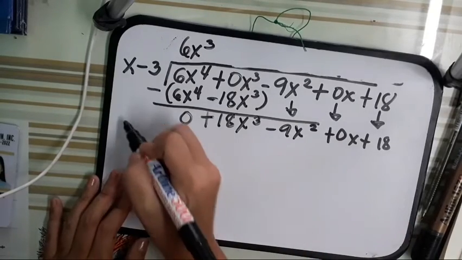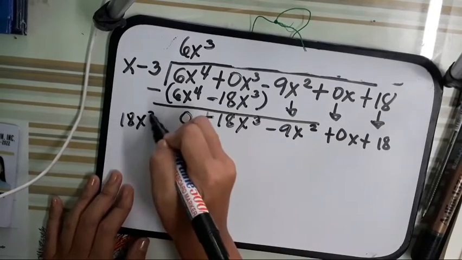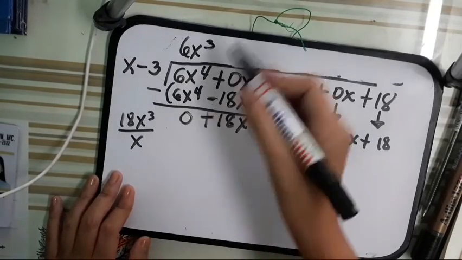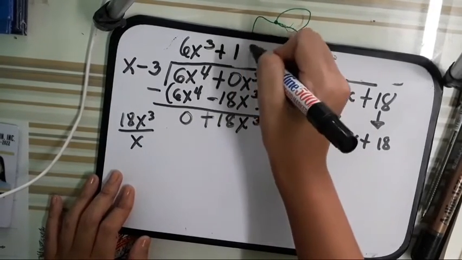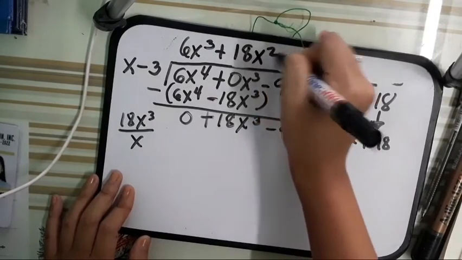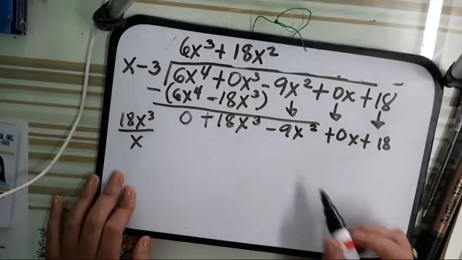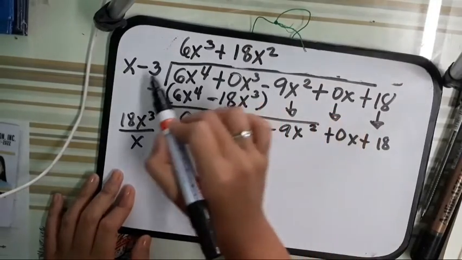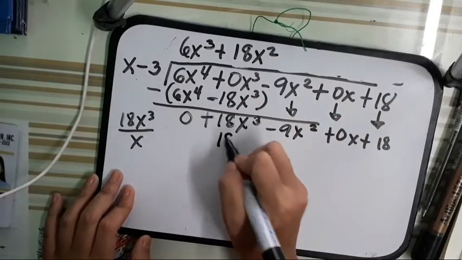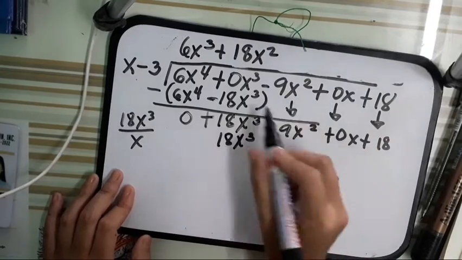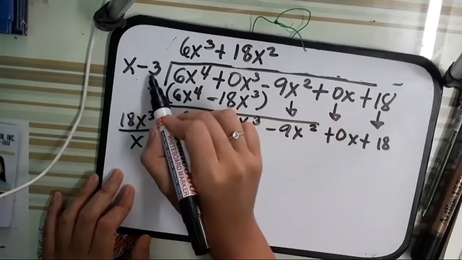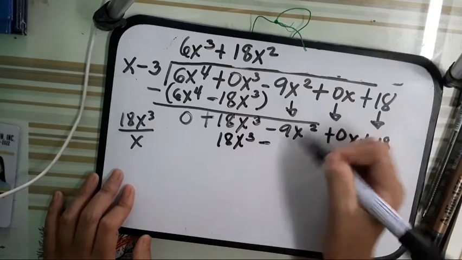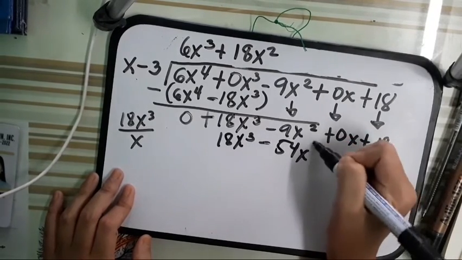Consider the first term. So we have 18x cubed divided by the first term of the other one. So let's subtract the exponent. The answer is 18x squared. After getting 18x squared, we distribute it again. So 18x squared times x is equal to 18x cubed. Then 18x squared times negative 3 is equal to negative 54x squared.